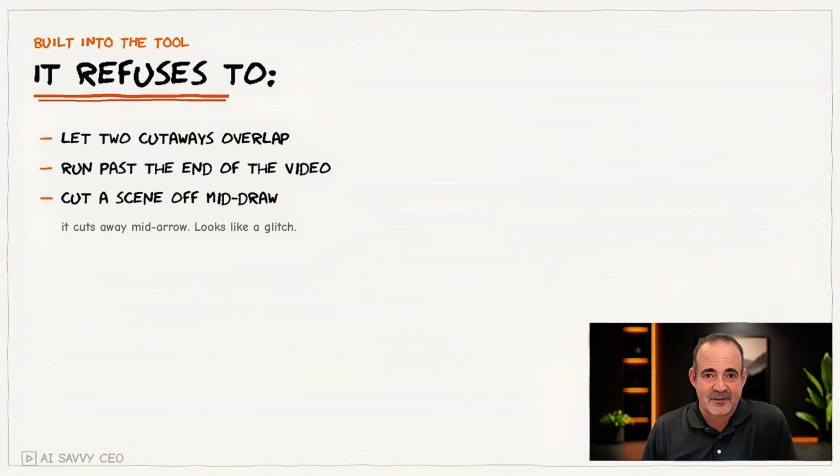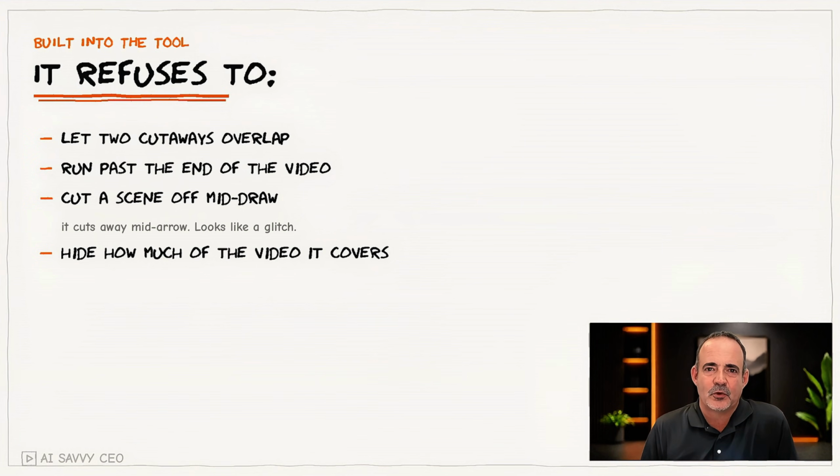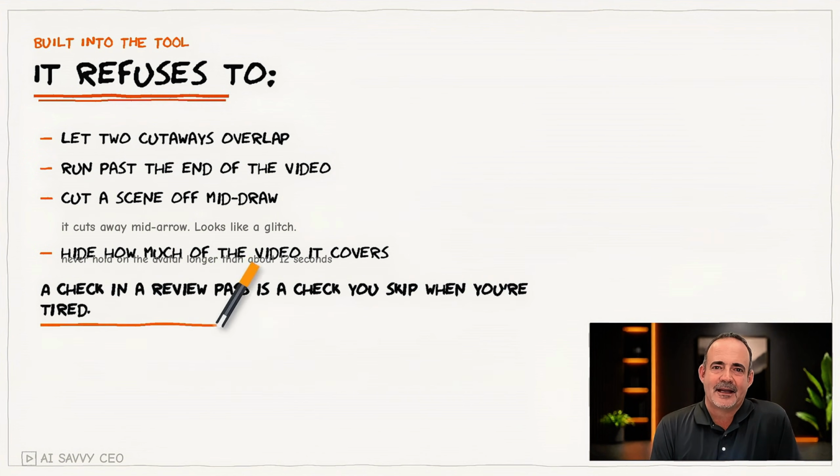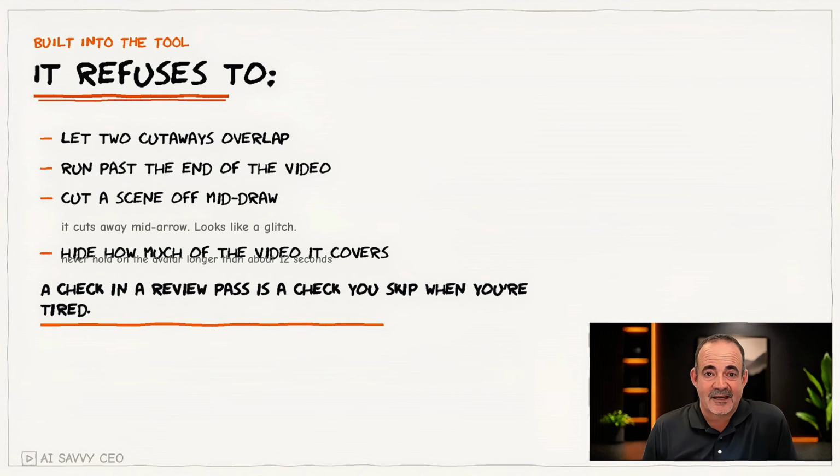4. Coverage. That's the big one, so let me define it. Coverage is what percentage of the video is not my face. There's a floor, and for me, it's 35%. Below that, the avatar dominates, and a talking head held too long starts reading as robotic, no matter how good the script is. The specific rule I use? Never hold on the avatar longer than about 12 seconds without cutting away. So the tool computes coverage and tells me the number before I render anything.